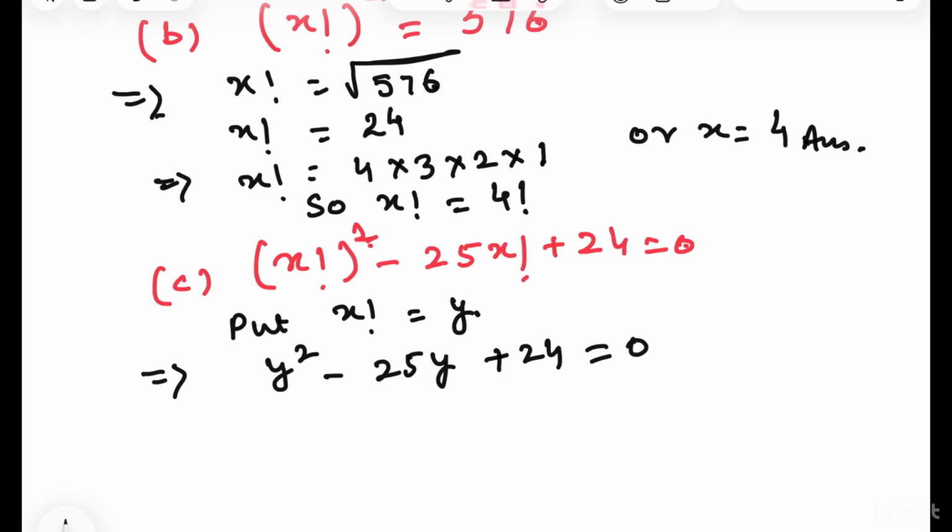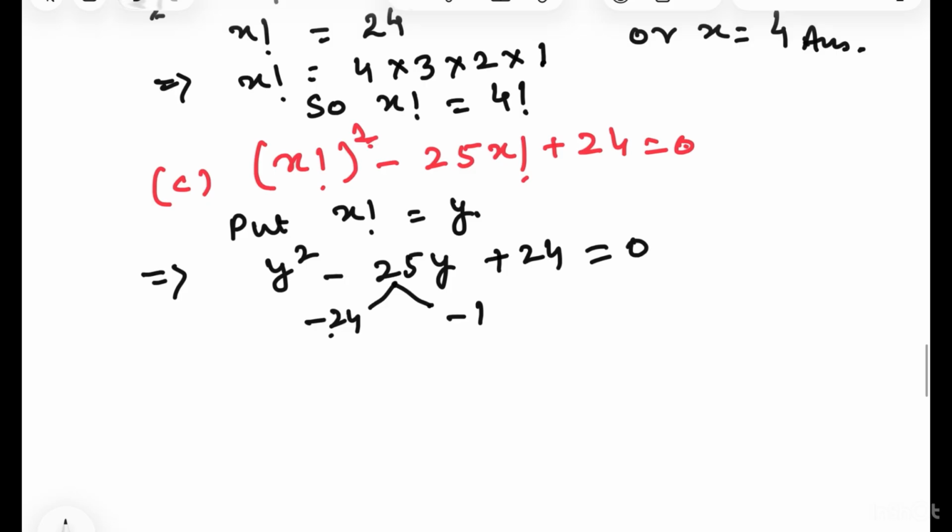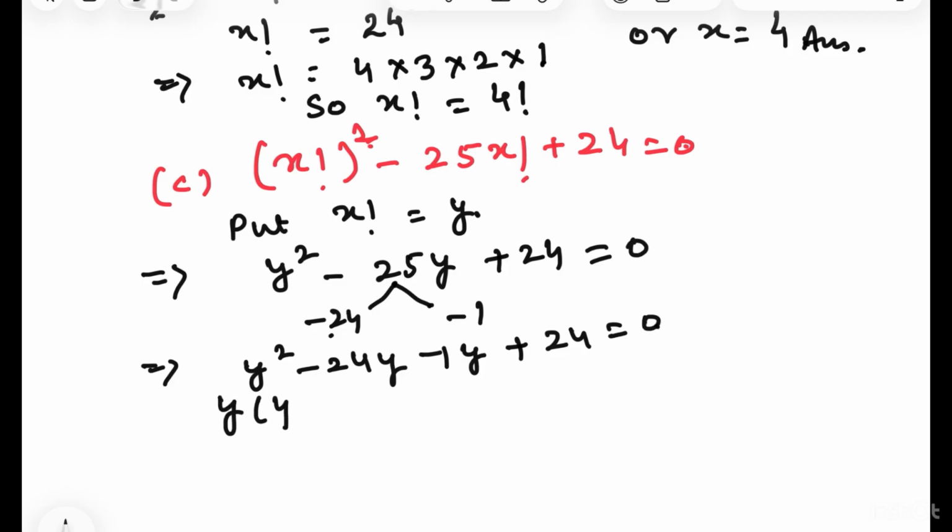तो क्या बनेंगे आपके? तो माइनस 25 का बनेगा माइनस 24 एंड माइनस 1. माइनस 24 प्लस माइनस 1 is minus 25, minus 24 into minus 1 is equal to 24. So I can write this implies y square minus 24y minus 1y plus 24 is equal to 0. y कॉमन आ गया, y minus 24 plus 1 common minus 1 common.